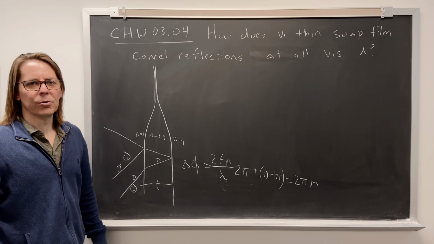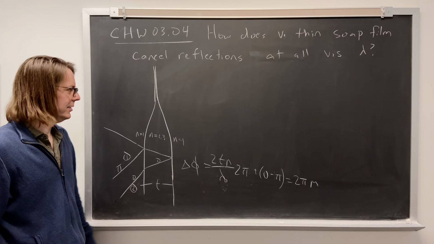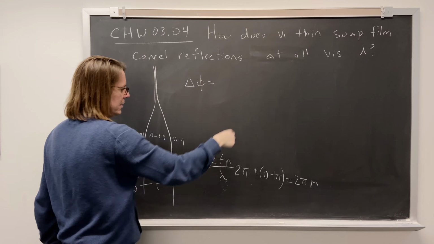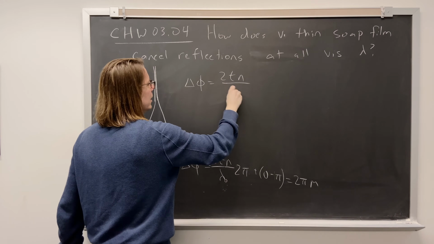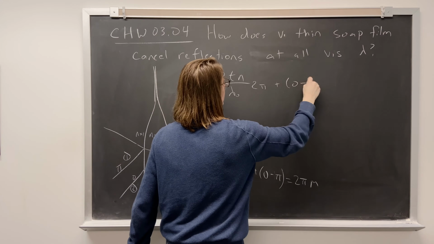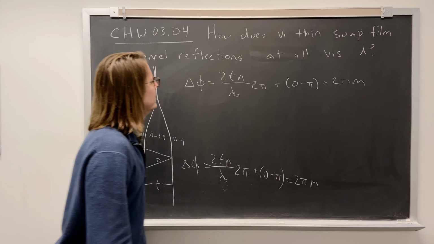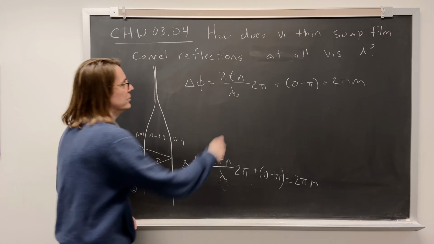Why does it go to 0 for all wavelengths? What's going on? Where did this term go? What happened? So what happens is, let's look at it for something really thin. You'd say 2Tn over lambda naught times 2 pi plus 0 minus pi is 2 pi m. So you might say, well, if it goes really thin, that basically means T is essentially 0. And that's right. You could just say, oh, this term's 0.